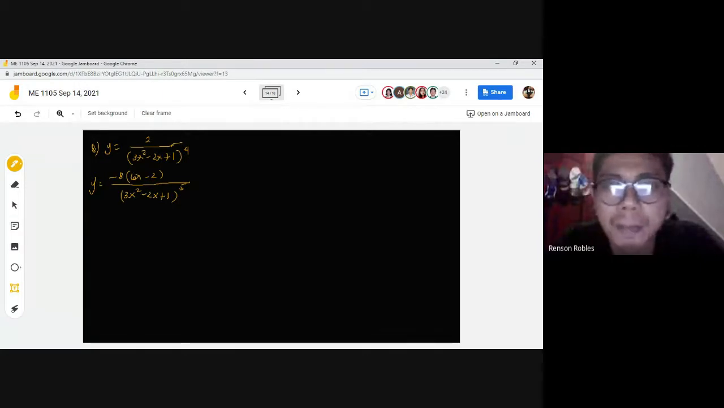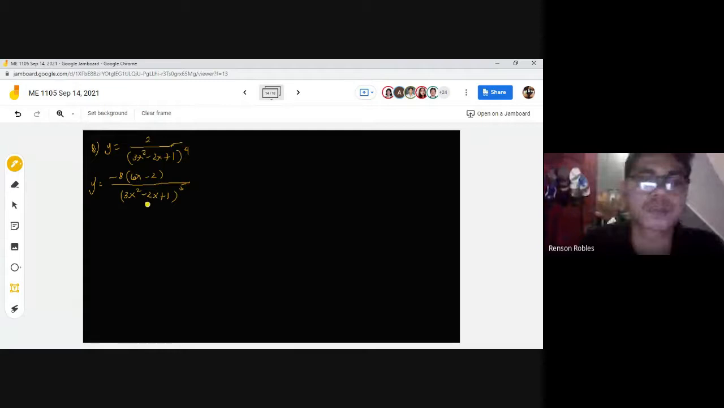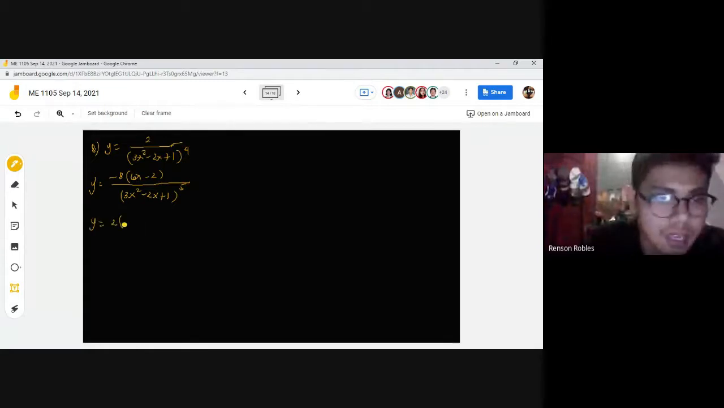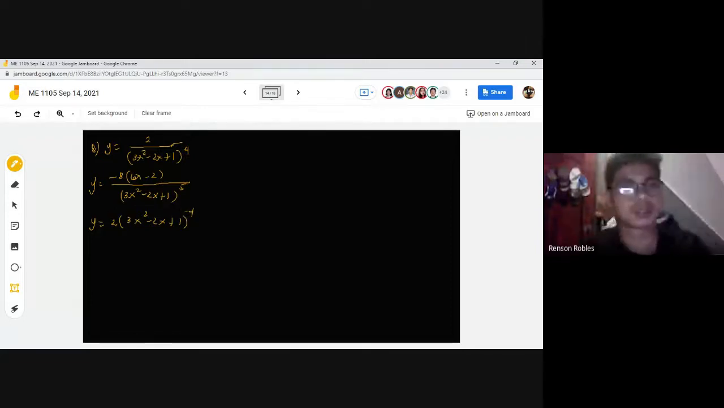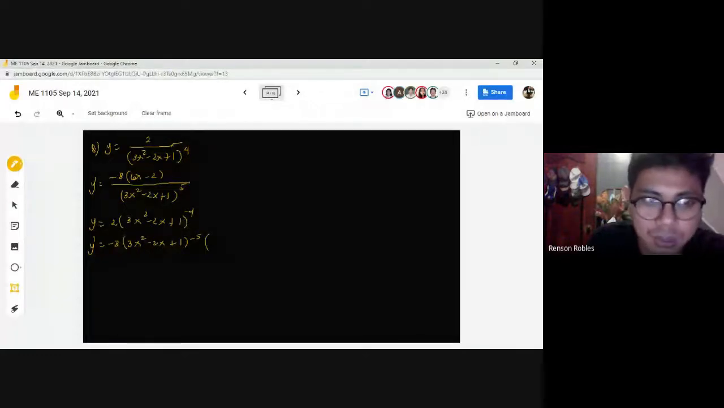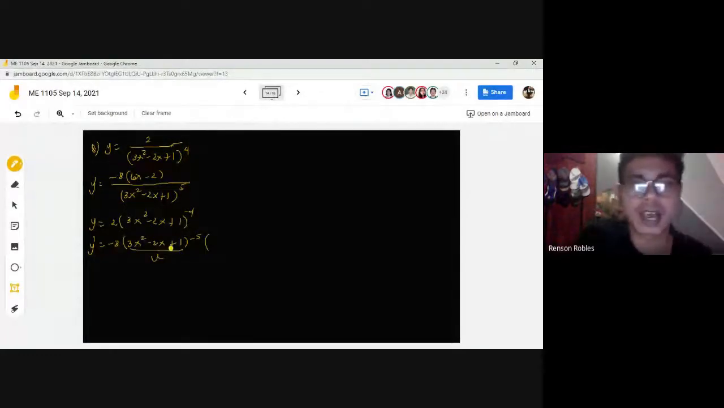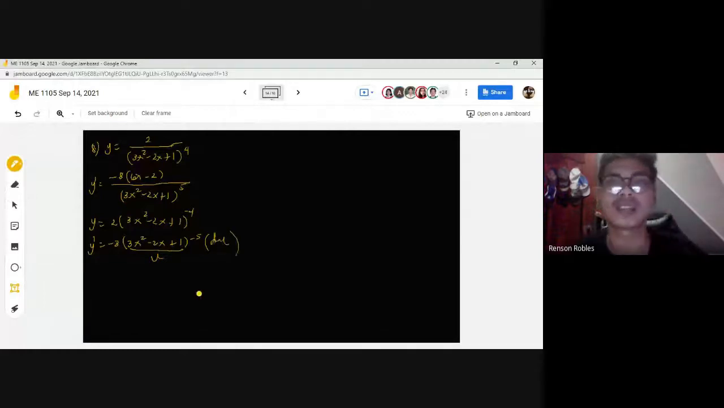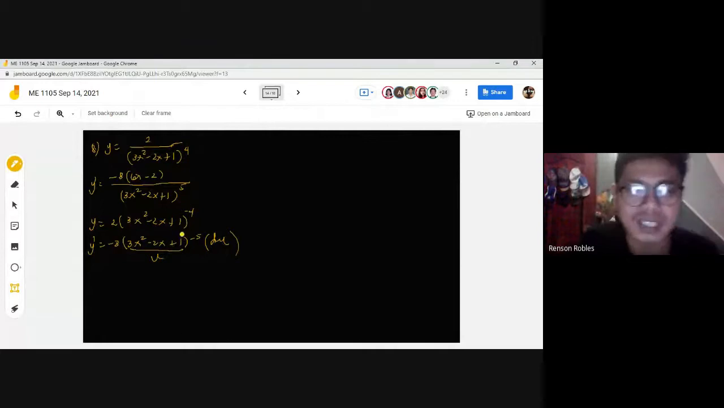So what about the usual method? You raise it up. So y is 2 times 3x squared minus 2x plus 1 raised to negative 4. And then you multiply this in front. That will give you negative 8 times, copy, 3x squared minus 2x plus 1. Then you subtract 1, negative 5, and then differentiate this. This is our u. That's why in the formula there is a du at the end, which tells you to differentiate whatever is written inside the parenthesis. Am I clear?